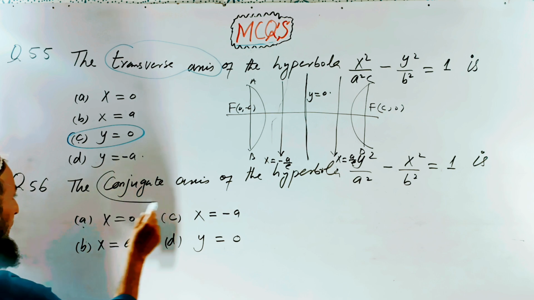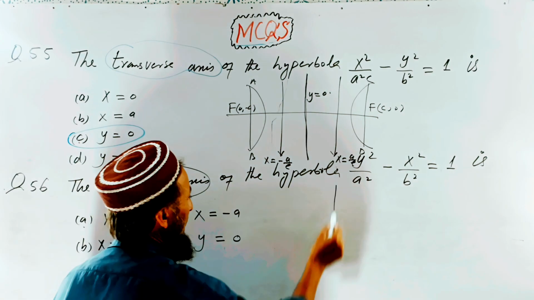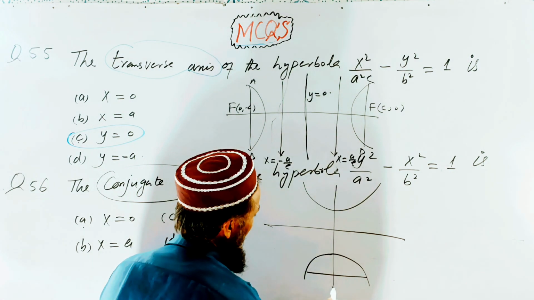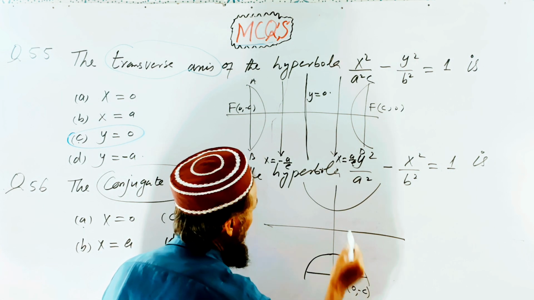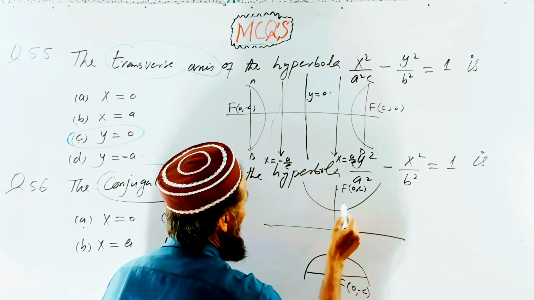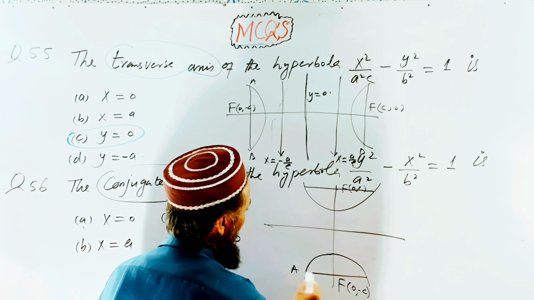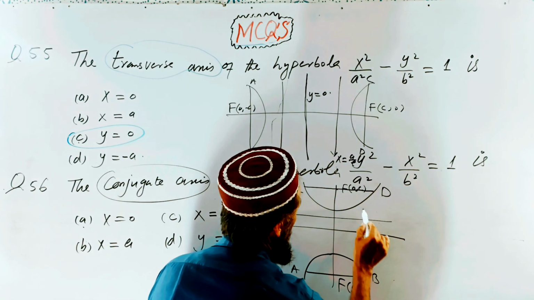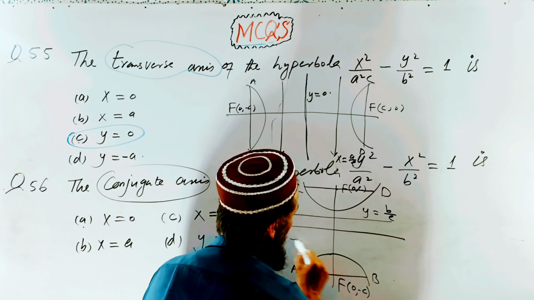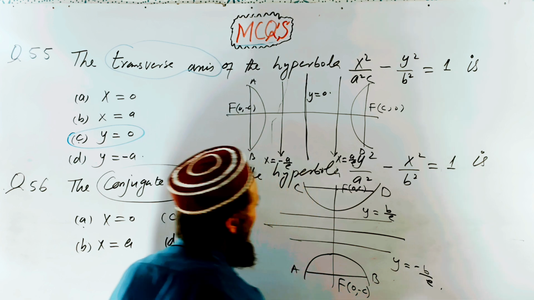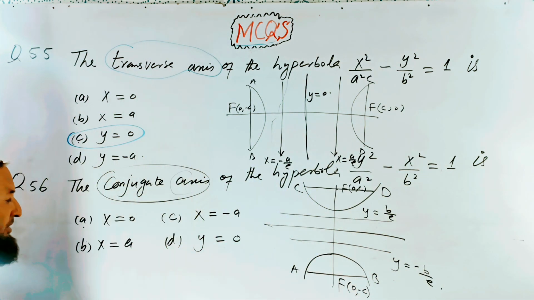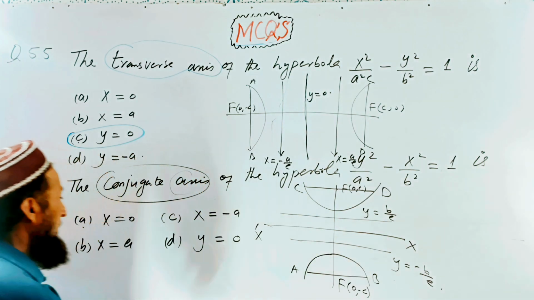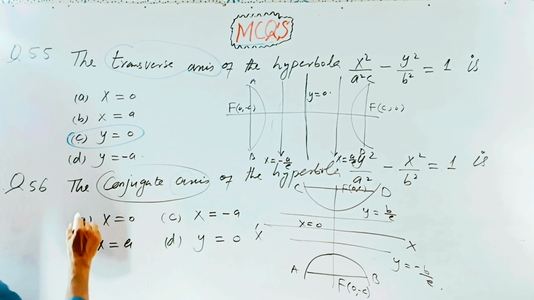Similarly, here the conjugate axis is required. It means the hyperbola is making along the y-axis. These are the foci (0, c) and (0, minus c). Here A and B and C and D are any points. These are the directrix lines, y is equal to b divided by e, and y is equal to minus b divided by e. But the conjugate axis is required. In the conjugate axis, this line is the x-axis, the horizontal line, so we put x is equal to 0. So the option here is X.